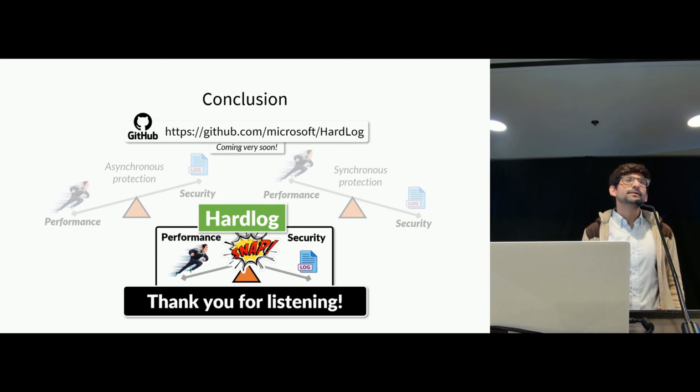I have another quick question. How difficult is it for HardLog to be generalized to different kernel versions? For example, I'm not sure how you implement this system, but if you want to upgrade this functionality to different kernel versions, do you need to spend great effort modifying the kernels or not?